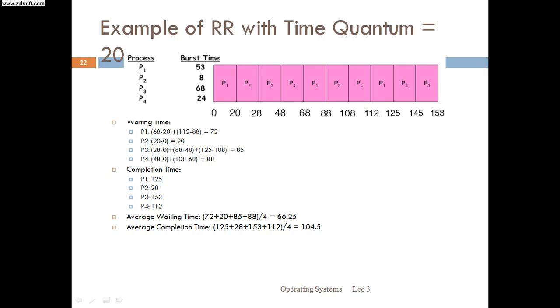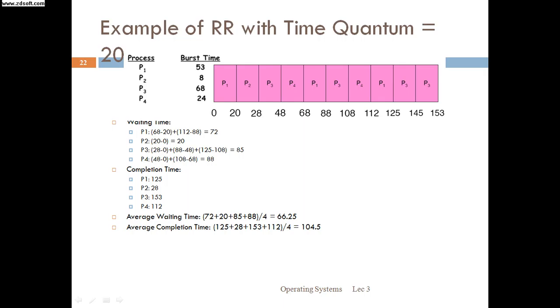For the process P2, it is executed only one time, so the waiting time is 20 milliseconds. If we consider the process P3, its final turn is at 145. We have to consider the earlier execution time. Here it is executed 1, 2 and then 3 times, so 3 into 20 is 60. From 145 we reduce 60 and we get 85. Likewise the process P4's waiting time will get calculated.